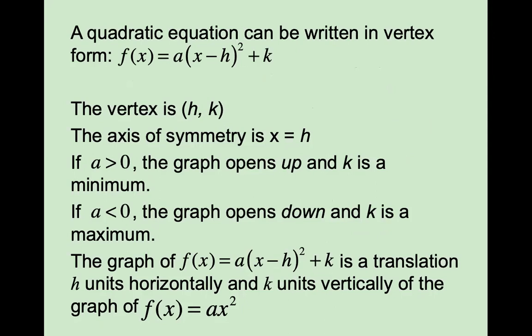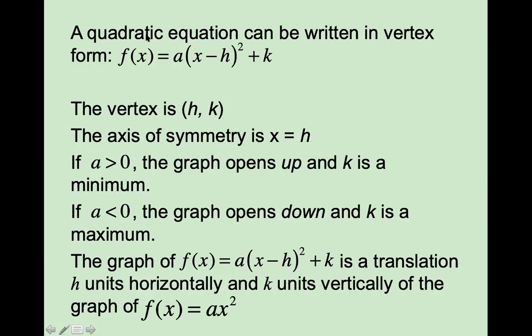So when it's written in vertex form, and we look here, we have this h and this k, that's our vertex, (h, k). The axis of symmetry is x equals h, just like it was with the vertex in standard form. If the a is greater than 0, the graph opens up, and k is a minimum. If the graph opens down, right, a is negative, then k is a maximum. The graph of f(x) = a(x - h)^2 + k is a translation, h units horizontally and k units vertically.